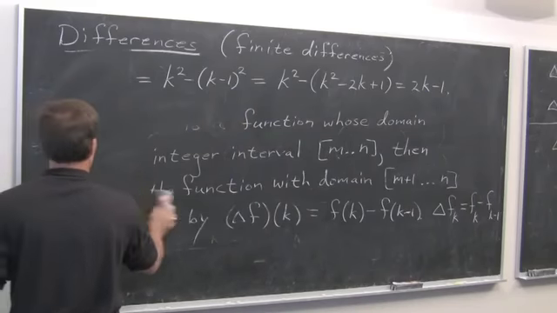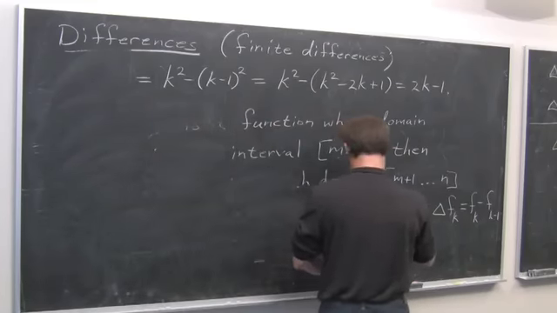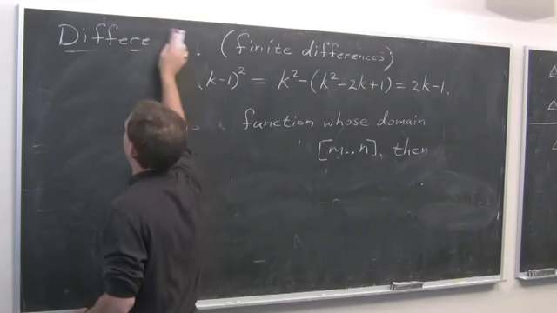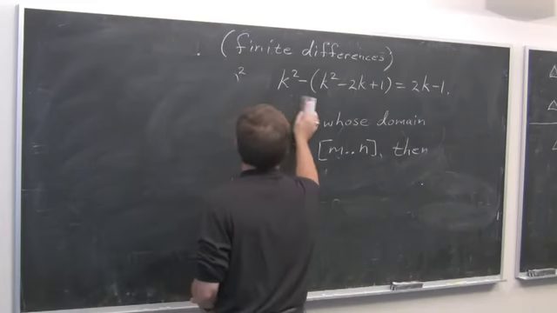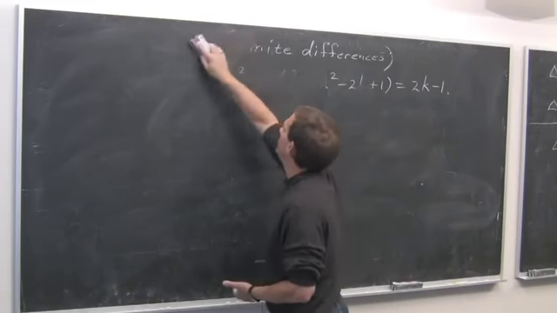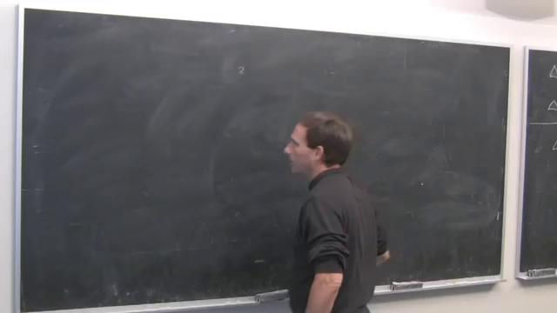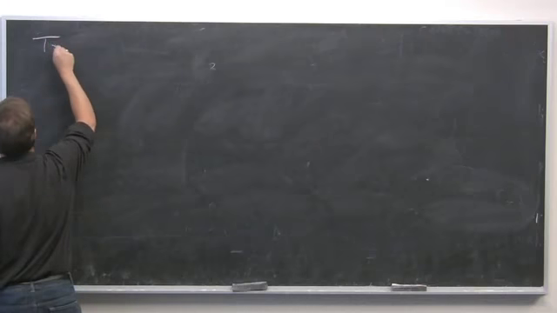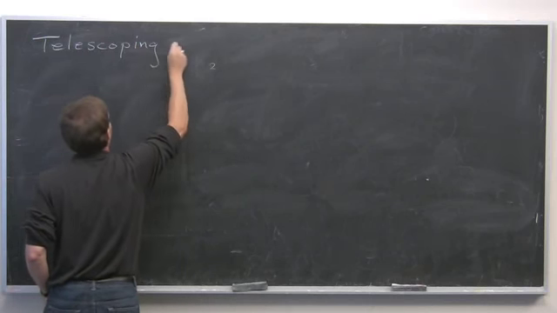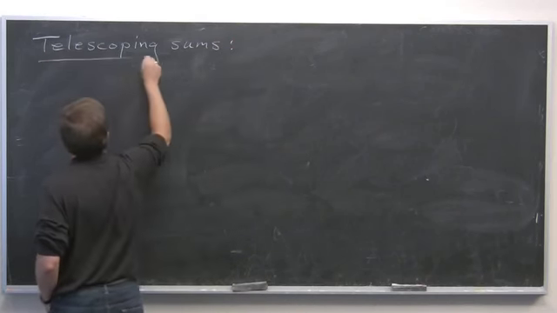One of the main reasons we care about differences is how they work with summations. This is an extremely simple property of summations and differences, and yet it leads to interesting results. So, telescoping. Telescoping sums. You may wonder why this is called telescoping. I will explain that.